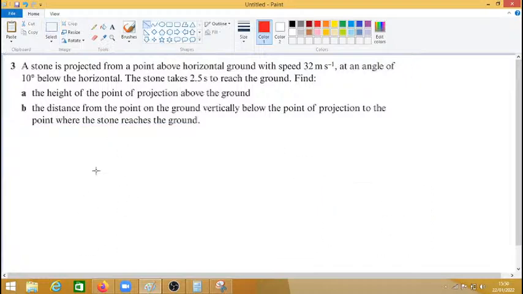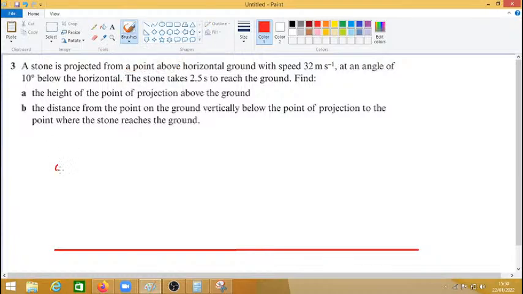So let's imagine we've got a horizontal ground, and then we're firing the stone from above the horizontal ground. So the stone is being fired from about here. So that means there's a distance between the stone and the horizontal ground. So it's being fired off a cliff or something like that. Now, the speed that it is being fired off at is 32. How do we draw that 32? Do we draw that going up this way, going up that way?